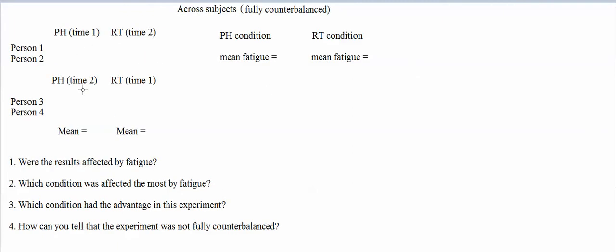Here you're doing everything over again in the same way. You're filling out the same data set. But the only difference this time is that we have two people assigned to this order and two people assigned to this order. Which means that for the last question, how can you tell the experiment was fully counterbalanced? You'll just say because an equal number of people were assigned to the two orders. Let's look at the next page.